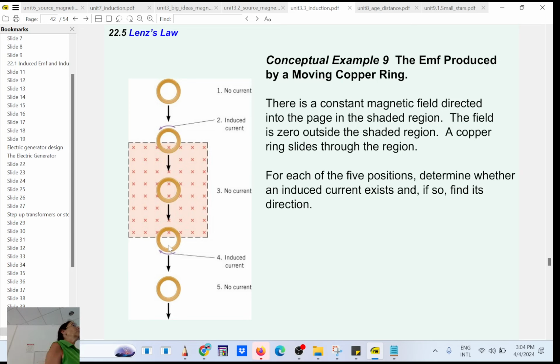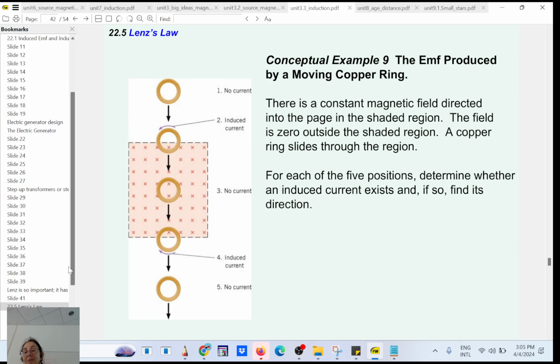Decreasing. Very good. I say, I don't want you to decrease. I changed my mind. So, it's going to flow clockwise to support its creator because it doesn't want the creator to go away. So it's going to reinforce the magnetic field. Isn't that interesting? Okay, so this is called Lenz's law.